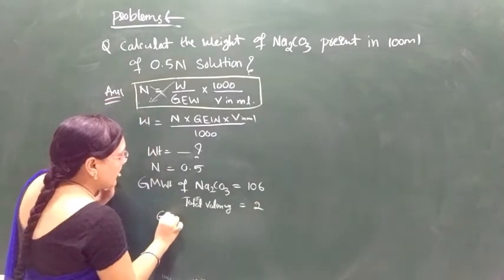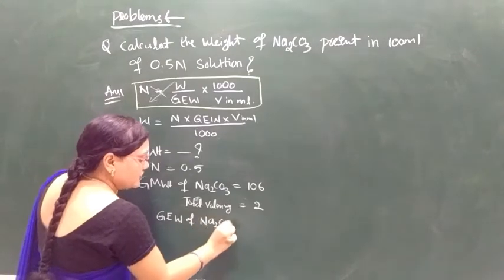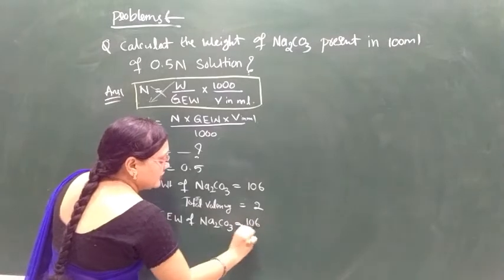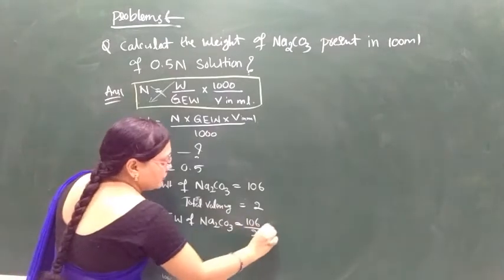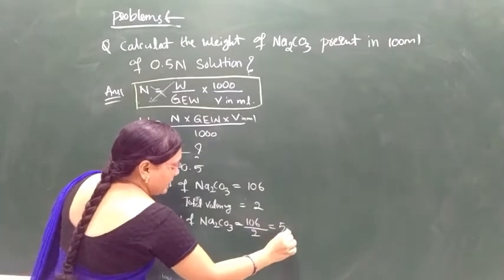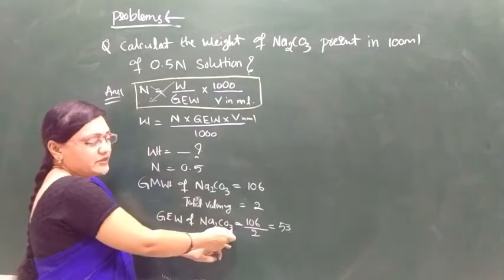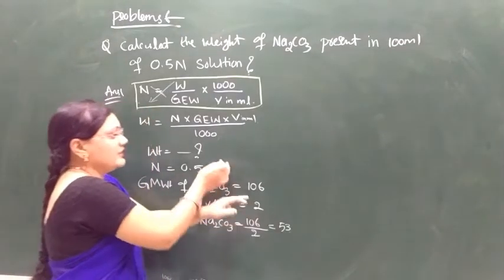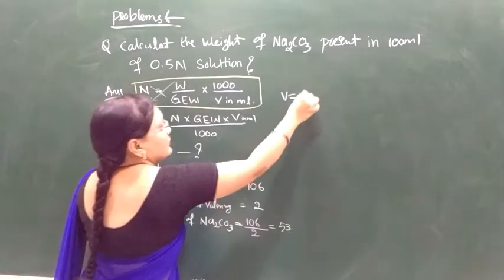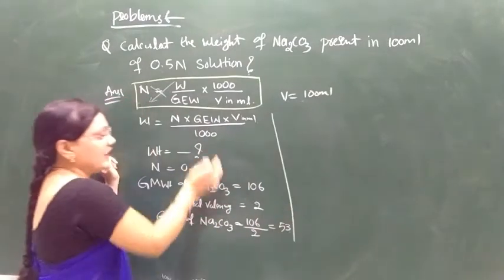Then gram equivalent weight of Na2CO3 equals molecular weight by valency 2, which is 53. Gram equivalent weight of Na2CO3 is 53. These values are substituted, and next is the volume. Volume equals 100 ml.